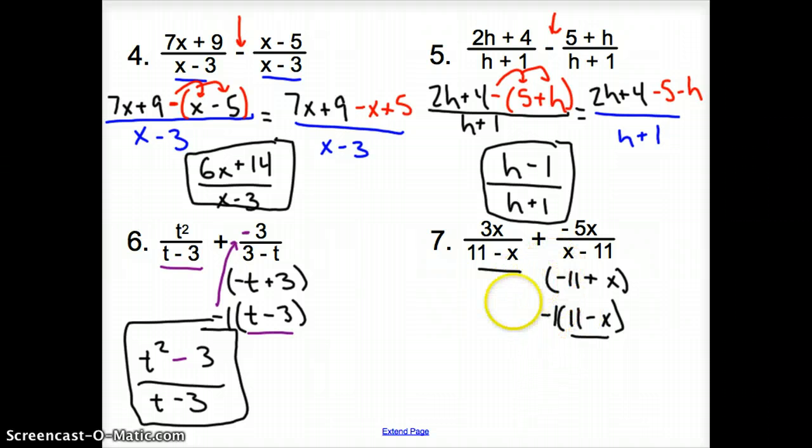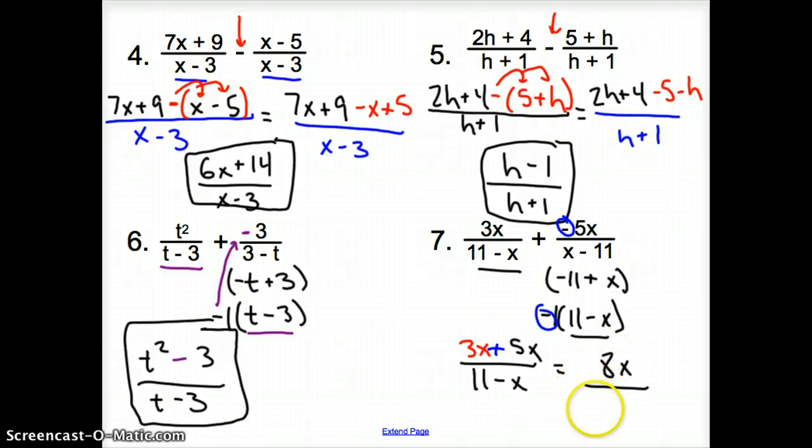I'm going to go ahead and write one common denominator. It's going to be 11 minus x. That all goes over, grab a different color, 3x. Now we have two negatives. Yes, we do, ladies and gentlemen. We have a negative here and a negative there, so it's going to make a positive 5x. And now just combine like terms, so it's 8x over 11 minus x for our solution.